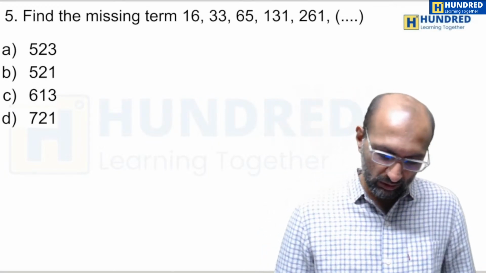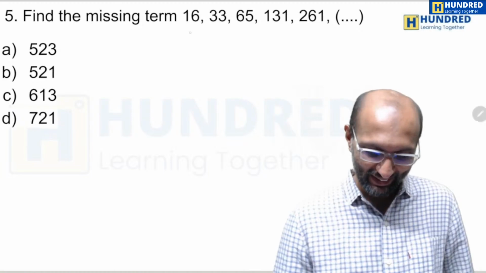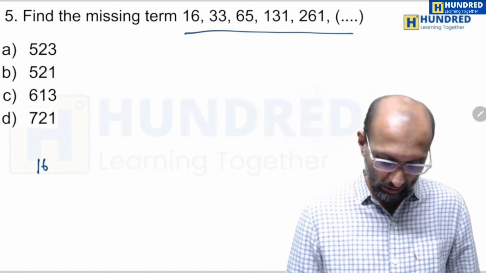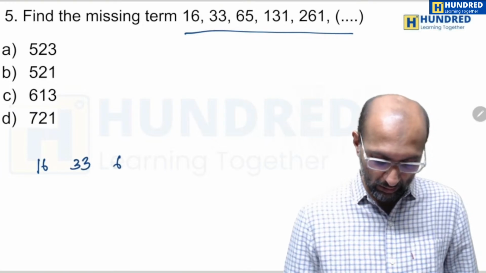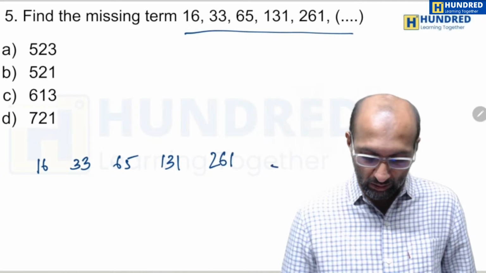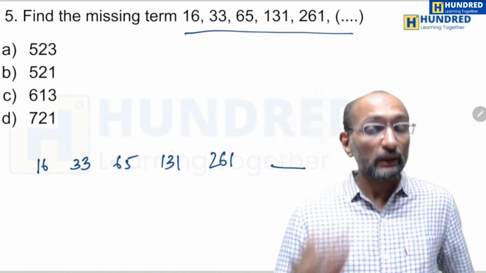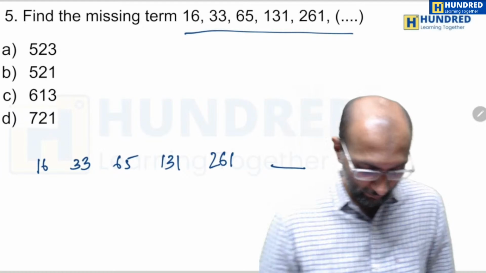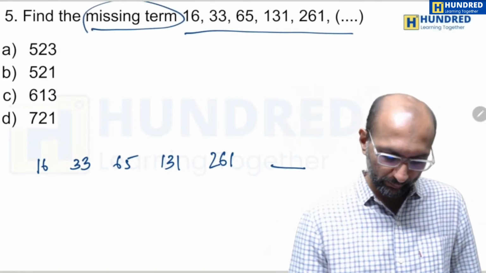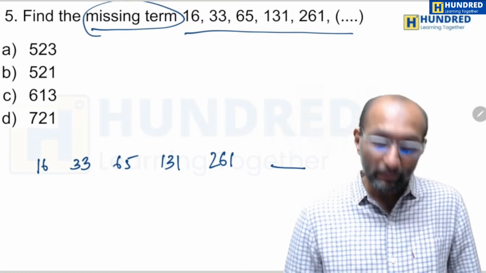16, 32, 65. It is in ascending order. So 16, 33, 65, 131, 261. Missing number. This is one kind of odd man out series. Okay. Not odd man out, missing term. Not odd man out, missing term. Okay. So, now look at this.